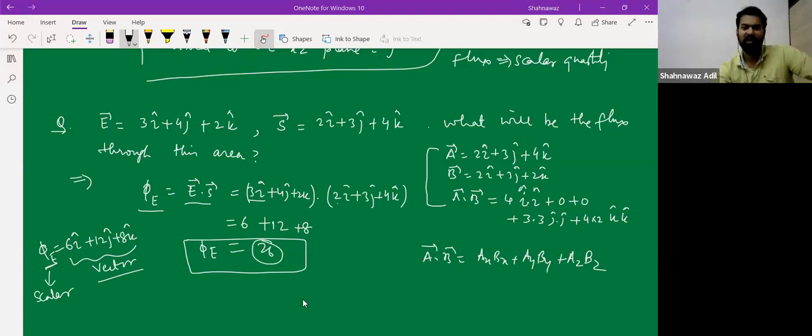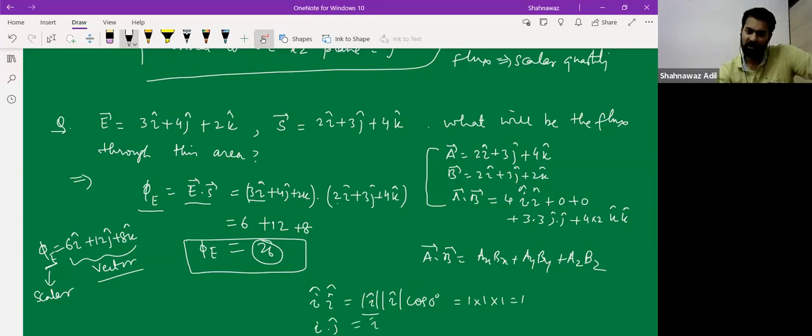Did you forget what I dot I was? I dot I is the magnitude of I times the magnitude of I times cos of 0 degrees, right? So the magnitudes are 1 and 1, and cos 0 is 1, so this was 1. And I dot j was I times j times cos 90 degrees. Cos 90 is 0, so this is 0. That is why we'll only get these types of solutions, right?